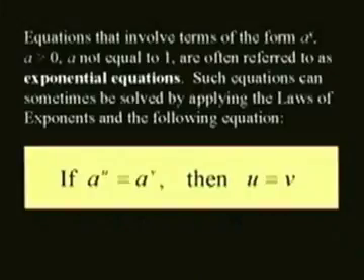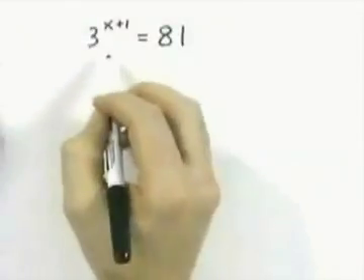If a to the u equals a to the v, then u equals v. What this really means is that if you have two expressions that are equal to each other and they have a common base, then the exponents must be equal to each other. Let's look at an application of this particular situation.